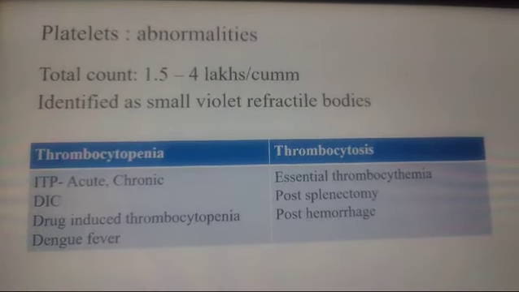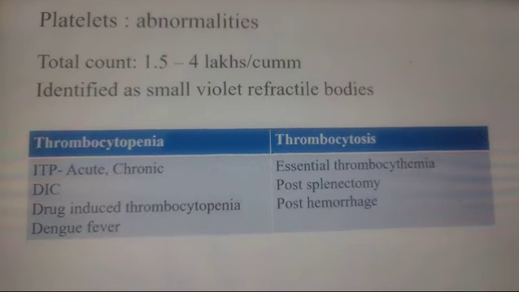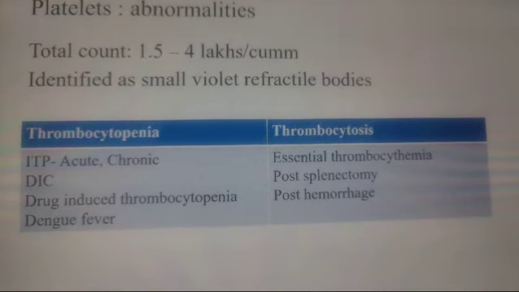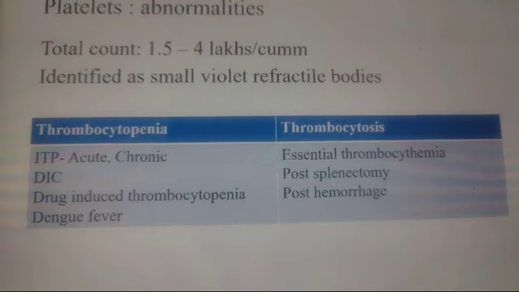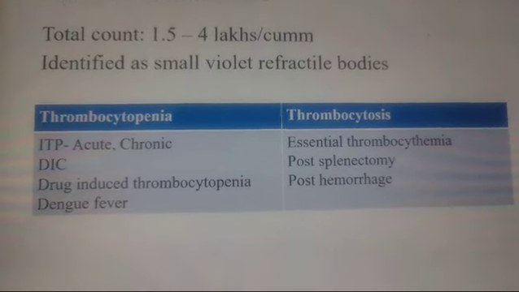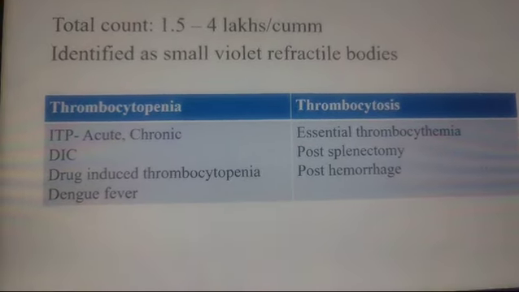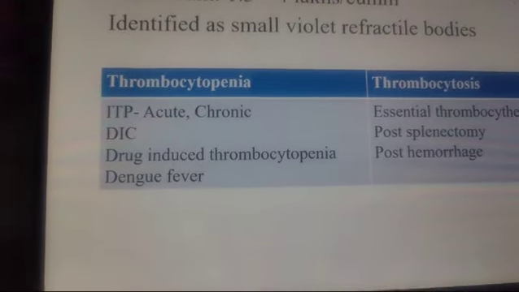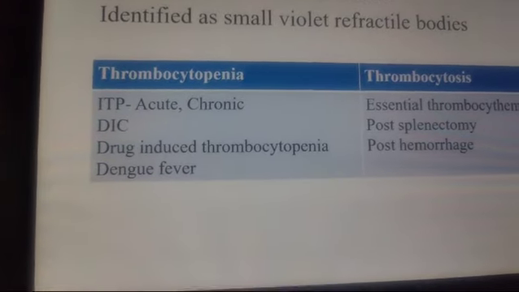Lastly, platelets. The normal count is 1.5 to 4 lakhs per cubic millimeter. In the peripheral smear, they are identified as small, violet, refractile bodies. When the platelet count is reduced, it is called thrombocytopenia. And when it is increased, you call it thrombocytosis.